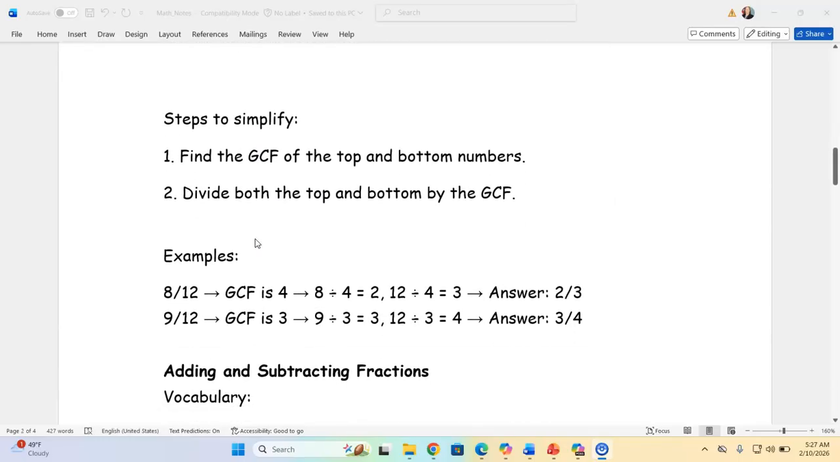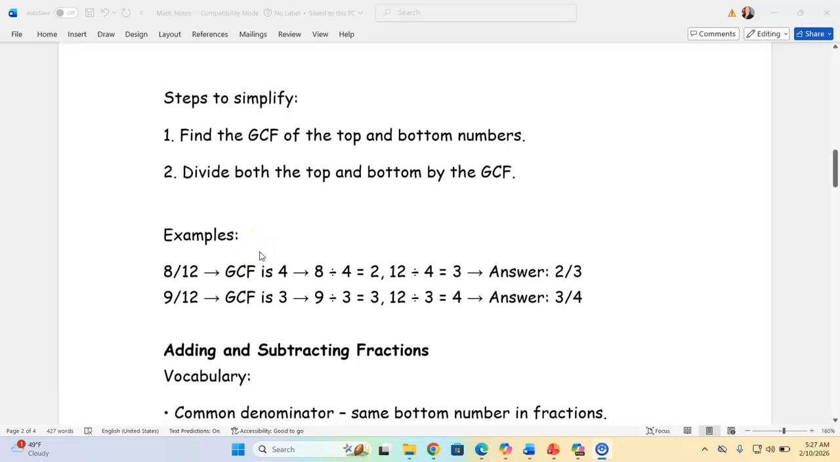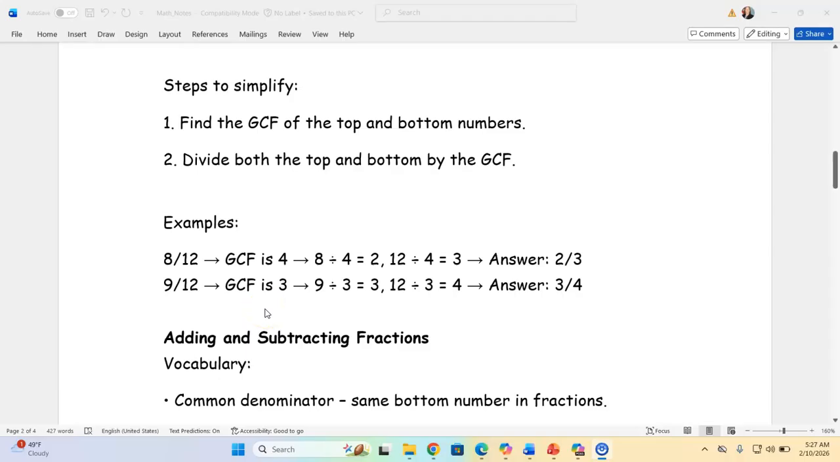And here are your steps to finding the greatest common factor with some examples. So I'll leave the steps there and the examples for you. Again, you can pause the video if you need to.